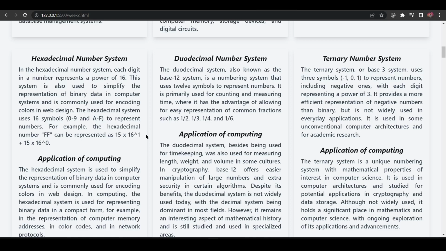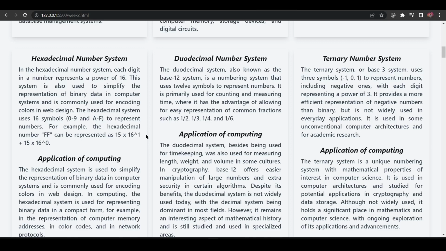So ginagamit din siya sa pag-encode dun daw sa web design. So the hexadecimal system uses 16 symbols. So 0 to 9 and now this use A to F para dun sa 10 up to 16. Kasi hanggang 0 to 9 na yung ginagamit. So, to represent the numbers.